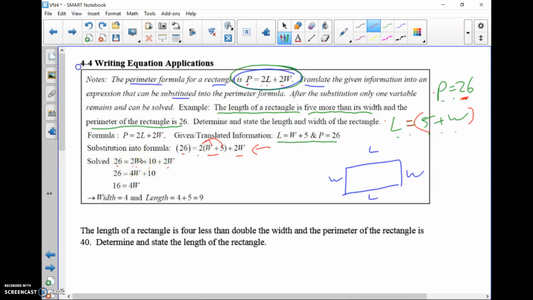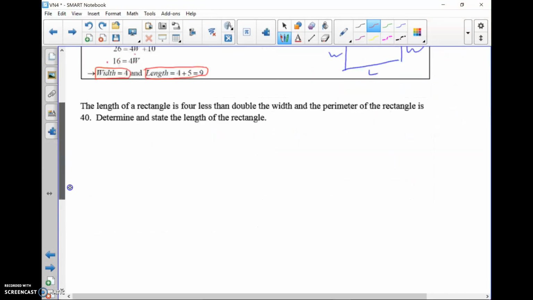Same side like terms of 2W and 2W is 4W. And then I subtracted 10 on both sides to get 16. And then divide by 4 to get the width, or W, equals 4. And then if we go back to our L equals statement, L equals W plus 5, well, now that we know W is 4, L equals 4 plus 5, the length equals 9. And that's exactly what I'm going to do down here in this next example. But again, these problems aren't limited to perimeter problems. This is just a nice example of a type of question you would see.